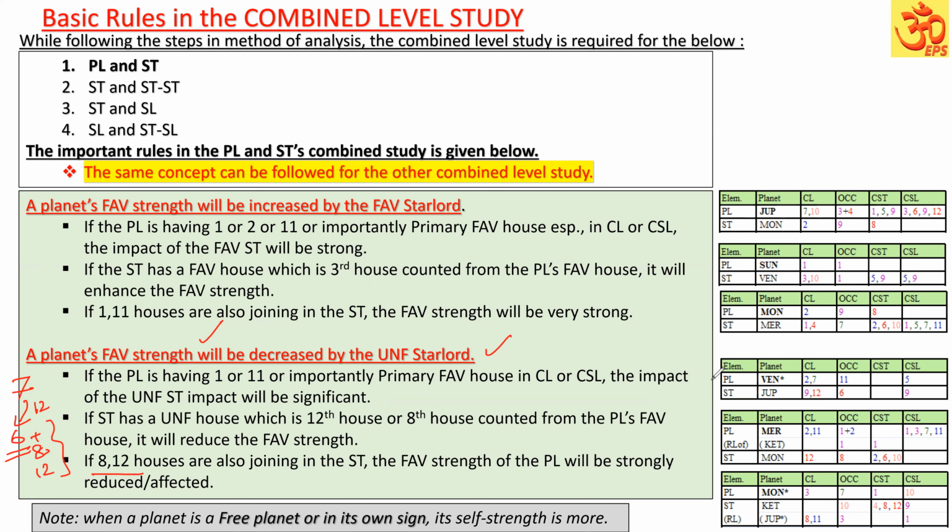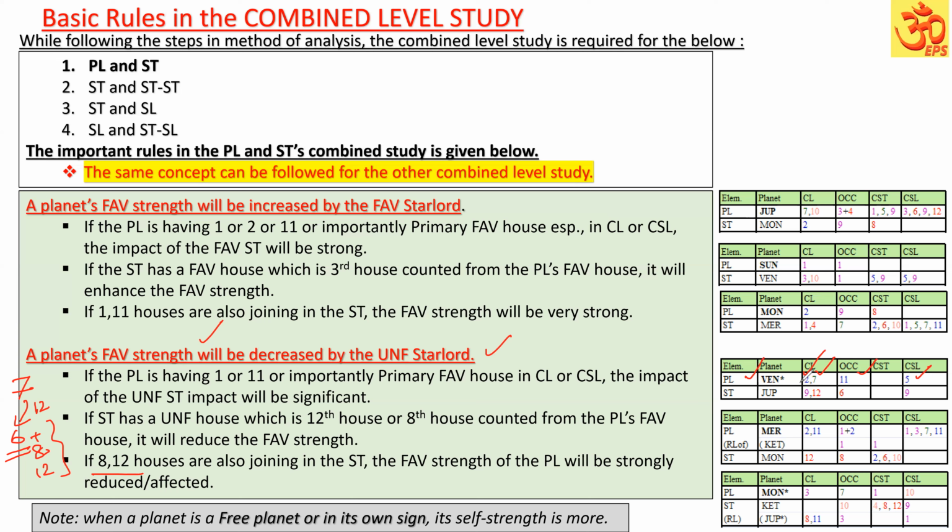Let me explain with some examples. Suppose the planet is Venus. Venus is second lord, seventh lord, occupying 11th house and fifth cuspal sublord. Very good house grouping for the marriage prospects, the houses 2, 7, 11. So the favorable primary house is there, the second house is also there, and it is occupying 11. Everything is good. So the planet is owning very good houses.